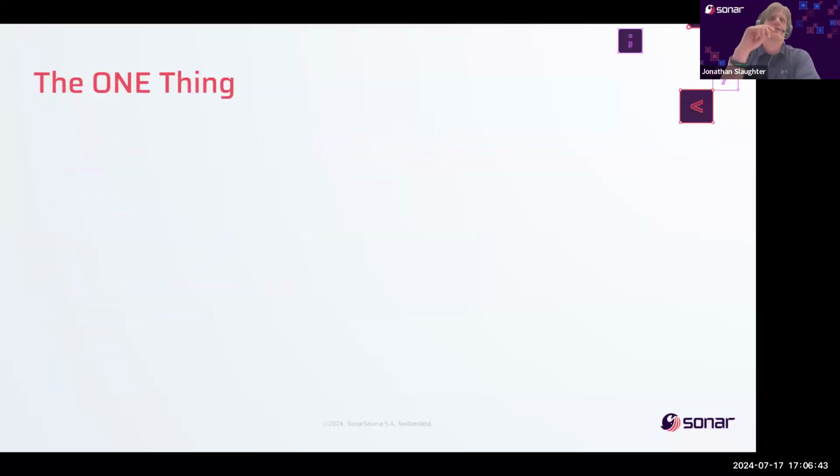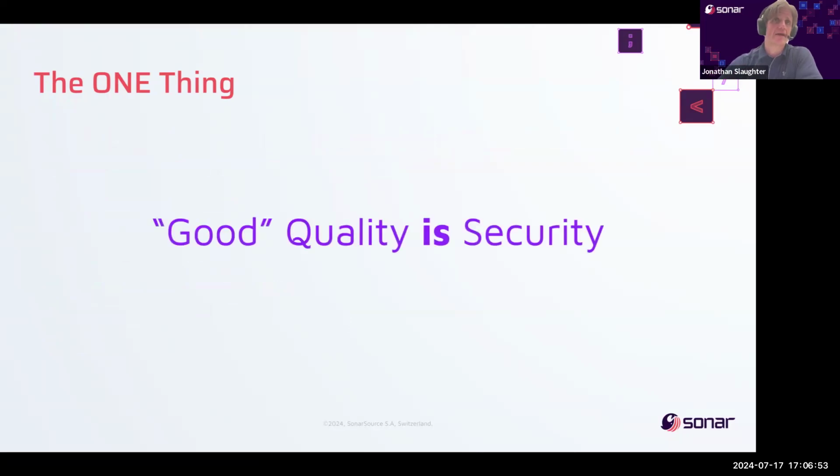The one thing that I want everybody to take away from here, and the reason I put this slide up front, is that this is the last page of the book. The one thing that I have put in here is this: good quality is security. I think that's an important thing to focus on, and that's really what this entire presentation is going to be around. Doing it right the first time is one of the best security practices that you can implement, if not the single best. And so we're going to talk about that as we go through.